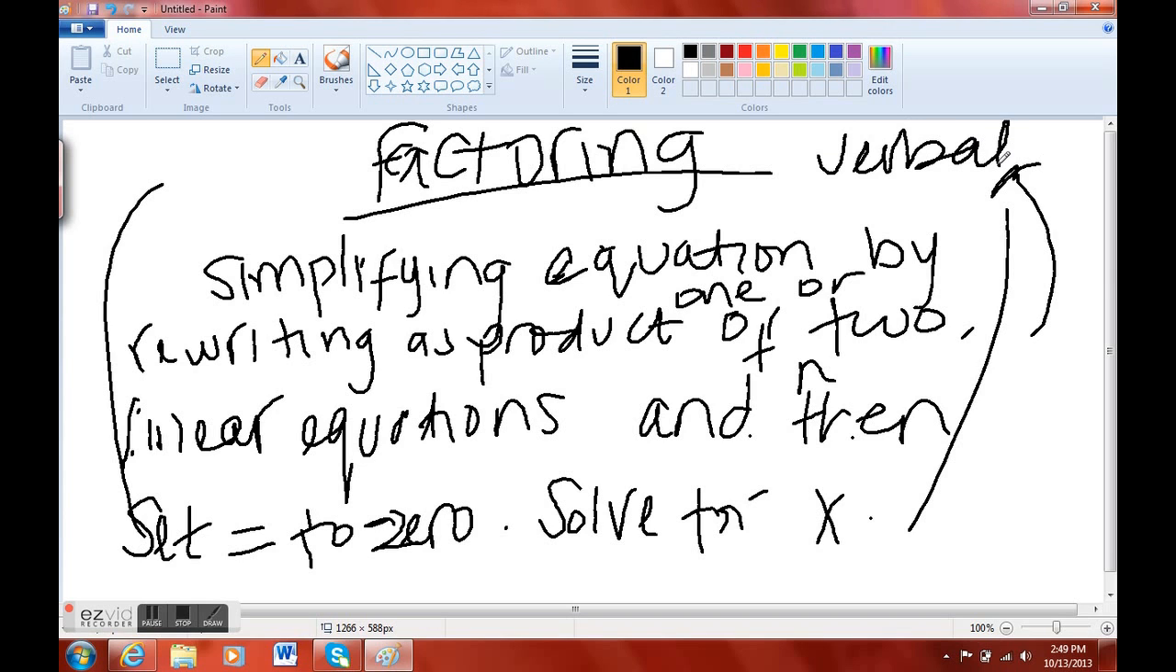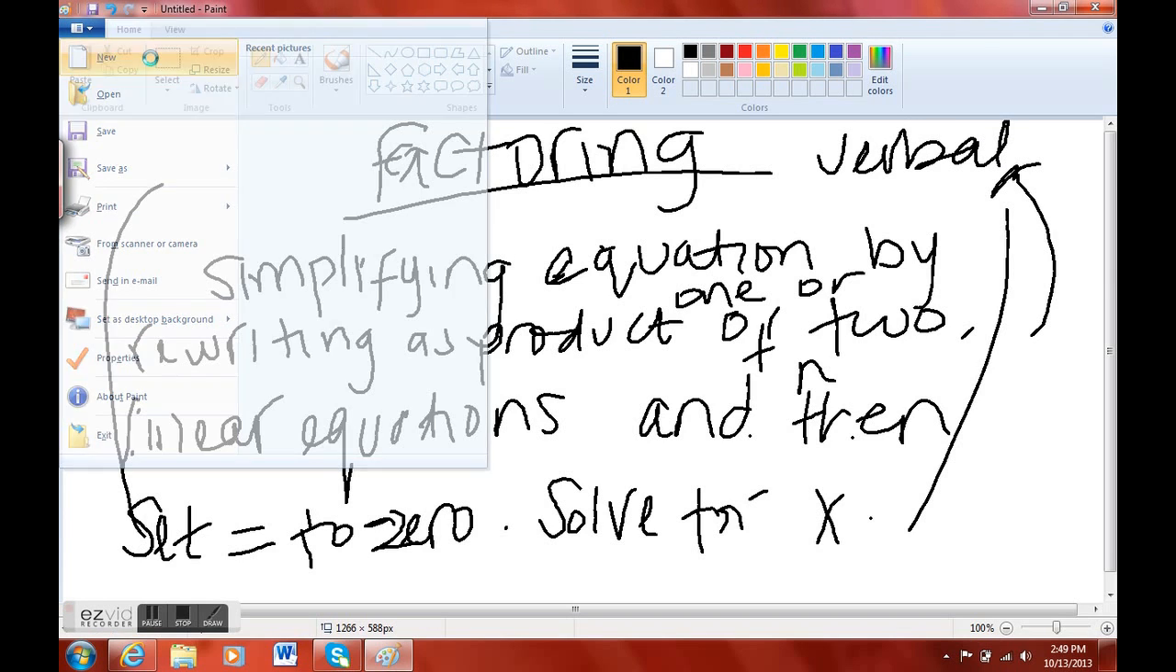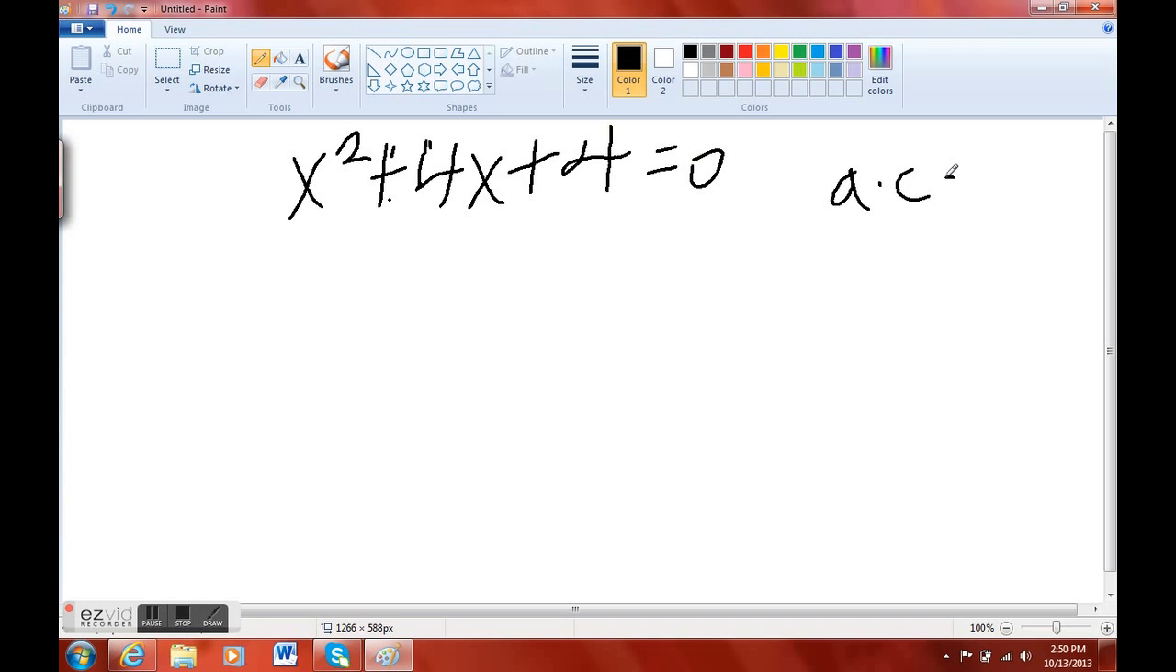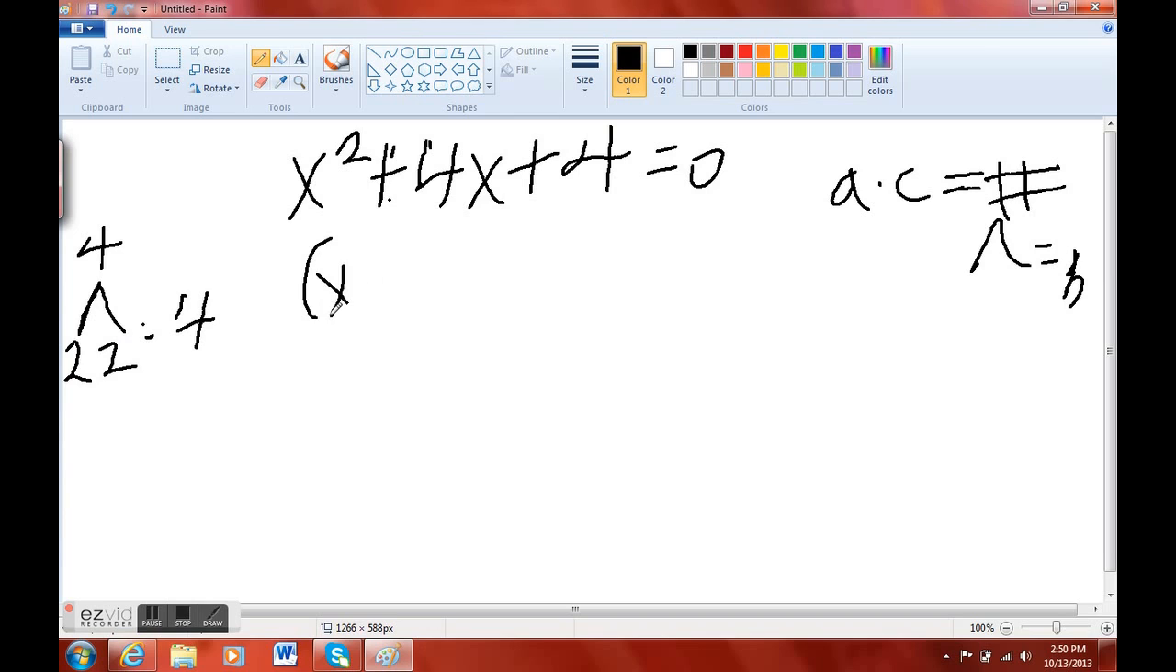Let me clear my board. Here we go. We're going to do an example: x squared plus 4x plus 4 equals 0. The way this works is to factor, you multiply the numbers a and c, which gives you a number, and you have to find two numbers that multiply to give you that number but add to give you b. In our example, 4 times 1 is 4, and it's equal to 4, so 2 plus 2 works. That gives you x plus 2 times x plus 2, which equals 0.